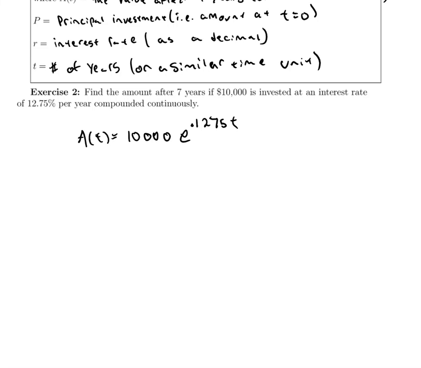So if you want to know how much is in the account after 7 years, we're just replacing t with 7, because that means 7 years of time will have passed. So if we do that, you are going to get that this is approximately $24,412.25. Pretty good growth amount from that $10,000 you started with just for 7 years.